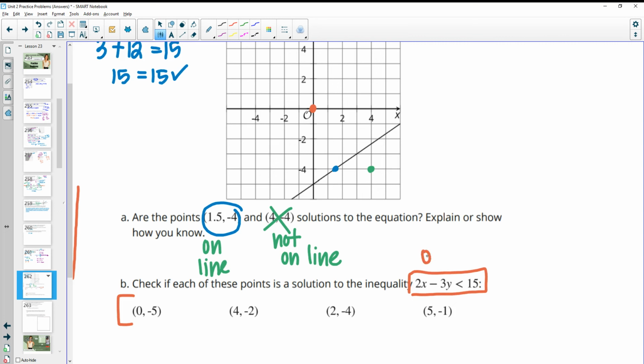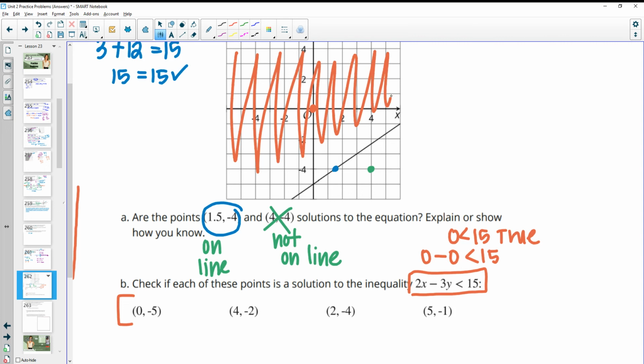So 2 times 0 is 0. Negative 3 times 0 is 0. And then is that less than 15? So is 0 less than 15? Yes. So that means that above here is my shaded region. Okay. Then also we see that it's just a less than. So that means that this is a dotted line. That means if anything lands on this boundary, it is not part of our solution set.